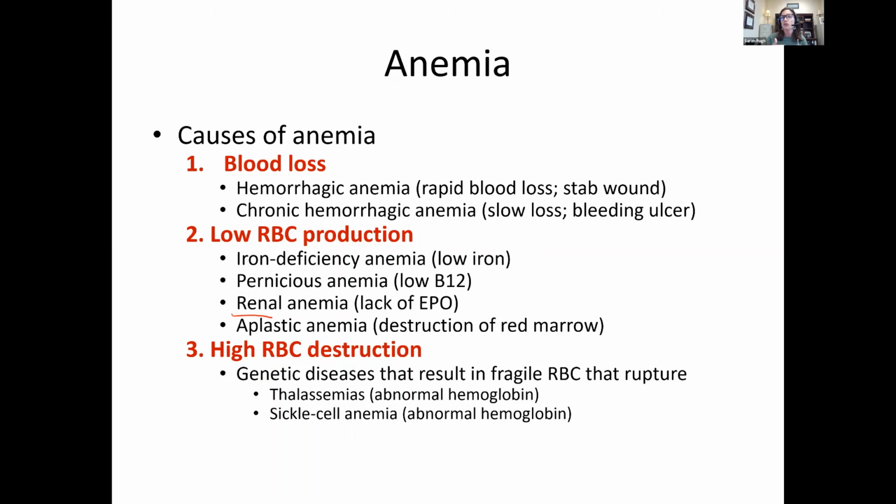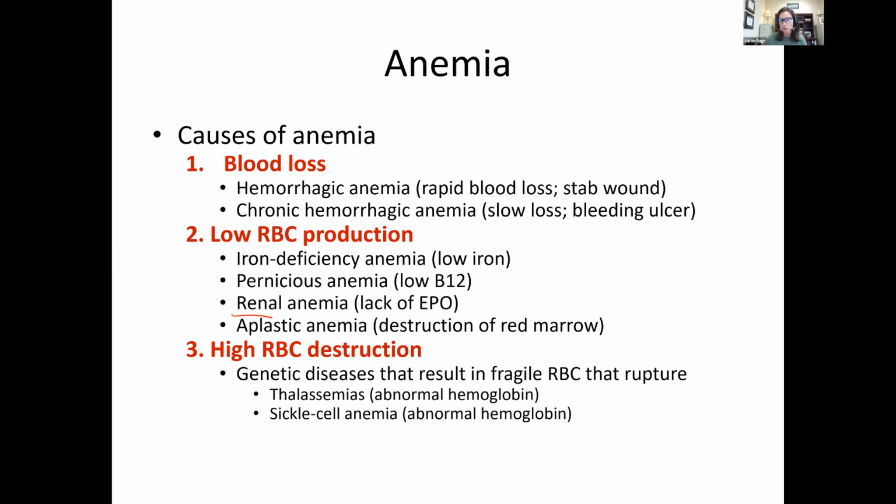So the three things that can lead to anemia are blood loss. You are losing a lot of blood, and because of that, you're not able to carry enough oxygen. You are not producing enough red blood cells, and if you're not producing enough red blood cells, you're not carrying oxygen. And high red blood cell destruction, typically due to a genetic condition like thalassemia or sickle cell anemia.